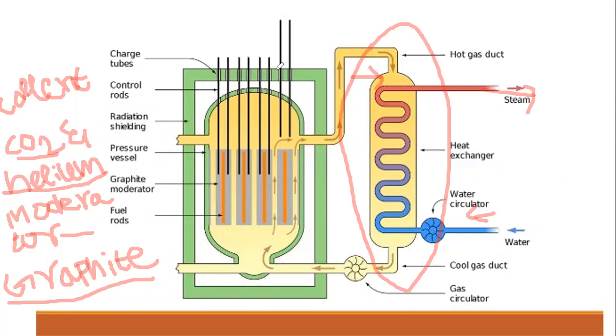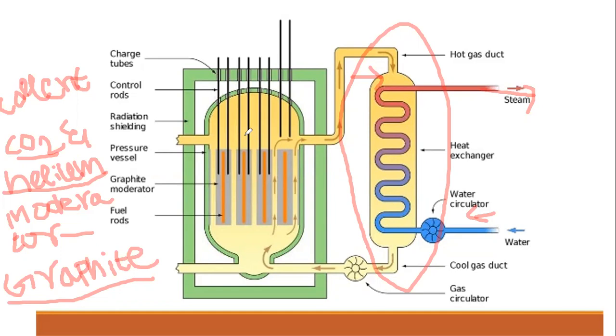Some of the advantages are the possibility of using natural uranium as the fuel. We use natural uranium instead of enriched uranium, because enriched uranium costs more compared to natural uranium. There is also greater safety in comparison with water cooled reactors, a low pressure coolant, and relatively high reactor temperatures.